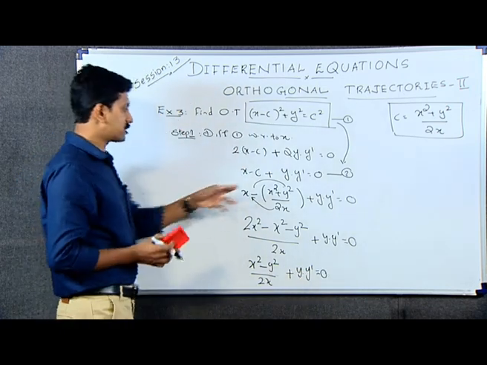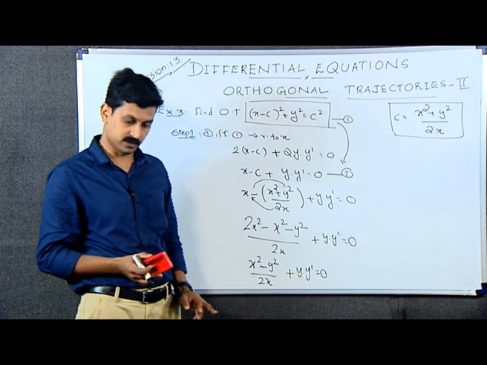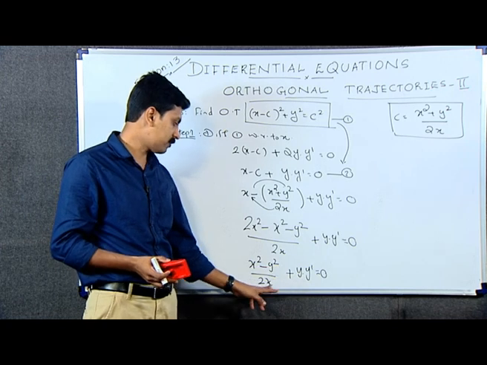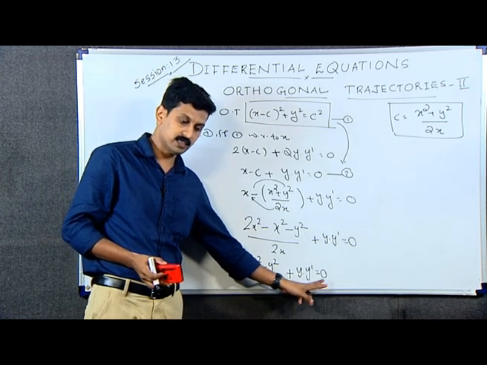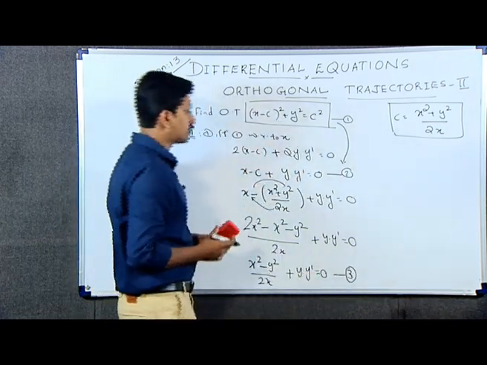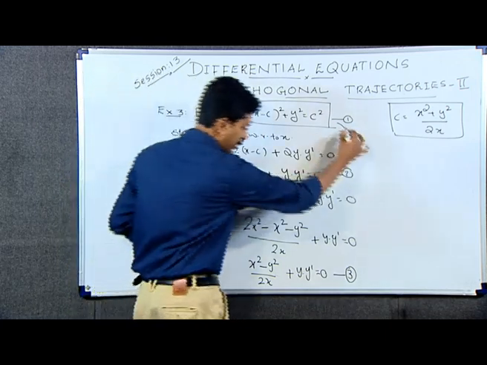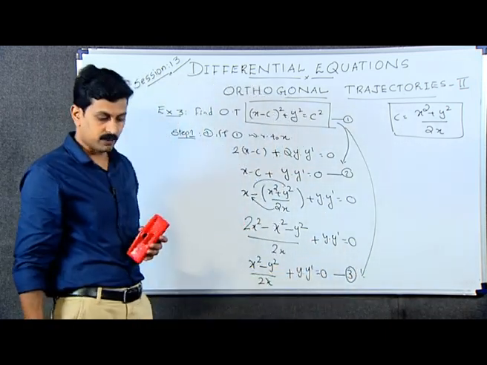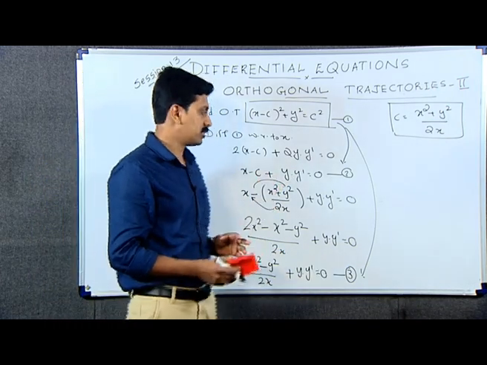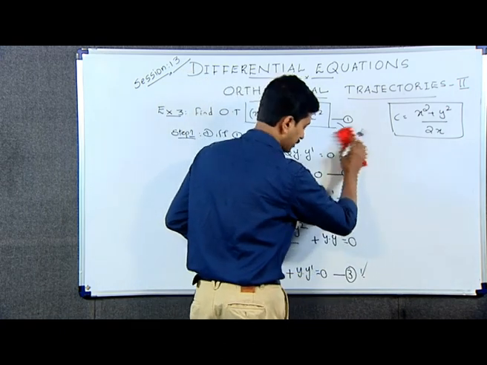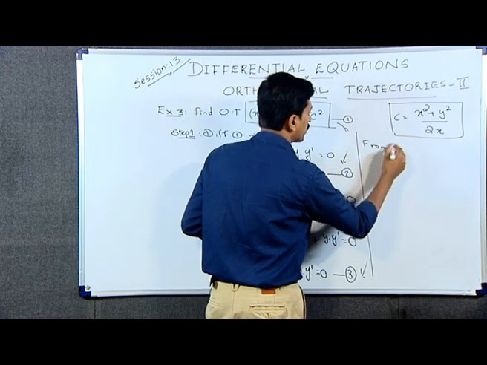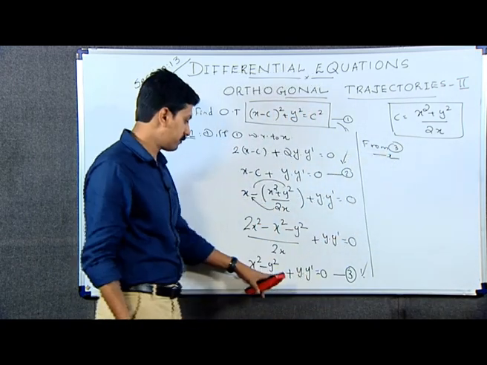So, we replace our equation 2 with a new differential equation: (x square minus y square) divided by 2x plus y dash is equal to 0. I am taking this as equation number 3, which is also a differential equation corresponding to equation 1. So, from here we have got a differential equation corresponding to 1. From 3, we have y dash.